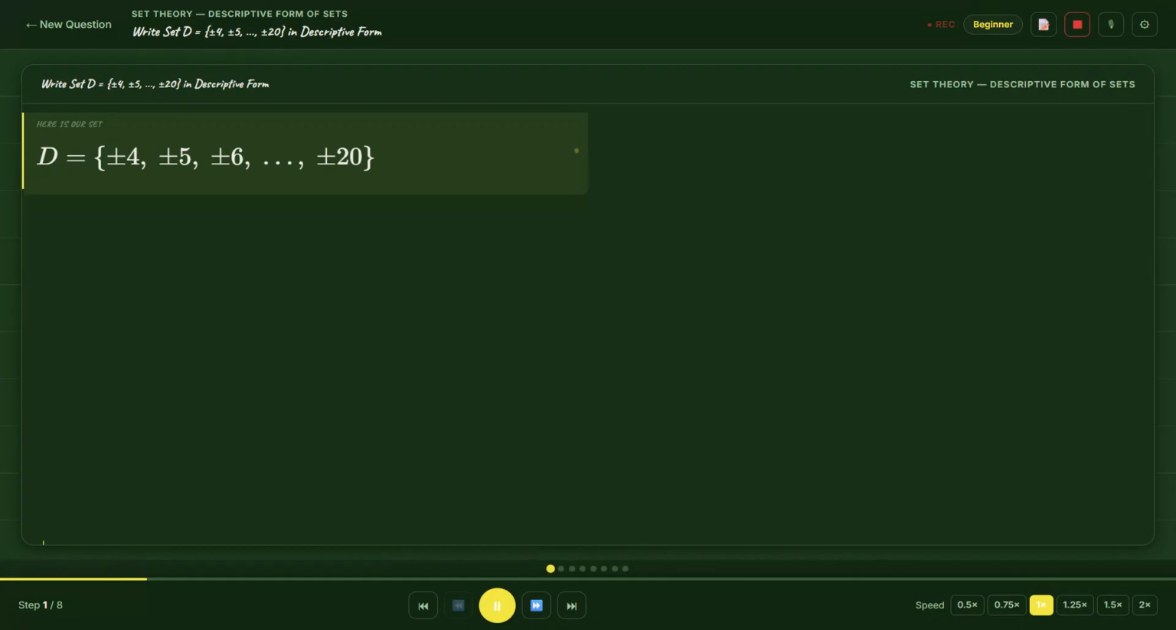Hey there, look at this set called D. It has some special numbers inside it. Let's figure out what all these numbers are and then describe them in words.